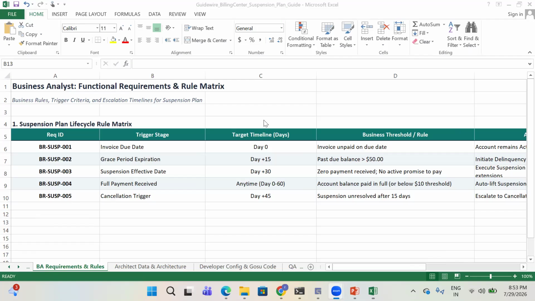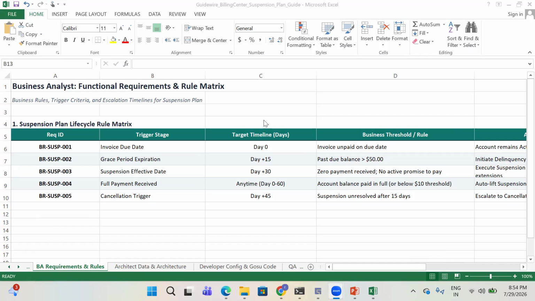Right. So here are the functional requirements followed by the kind of rules that are to be defined whenever we are working on the suspension plan. Because as part of Guidewire billing, a suspension plan can be there, right? So different suspension plans. That life cycle generally we perform as a billing person.